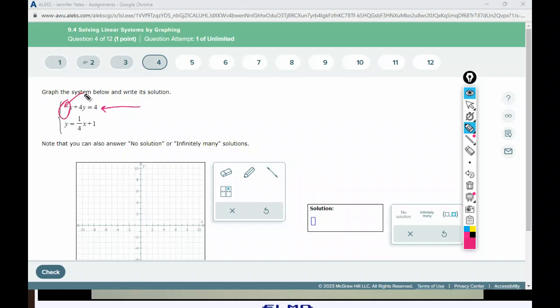Move the x to the other side, and then divide by what? 4. So I'm going to have 4y equals x plus 4. What do I need to get the y alone? Divide by 4. So y equals, what is this? 1/4 x, right? Because it's 1x. So up one. So 1/4 x plus 1.